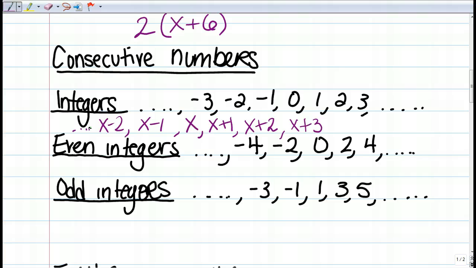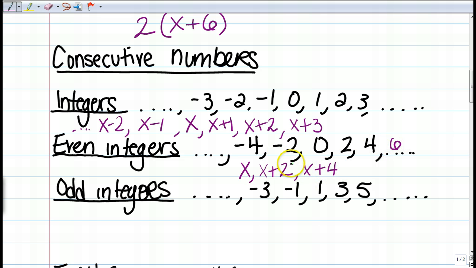Let's look at even integers. Let's start with 2. How would I get 4? Well, I would have to add 2, so 2 plus 2 would be 4. How would I get the next even integer, which would be 6? Well, I would have 2 plus 4 is 6.